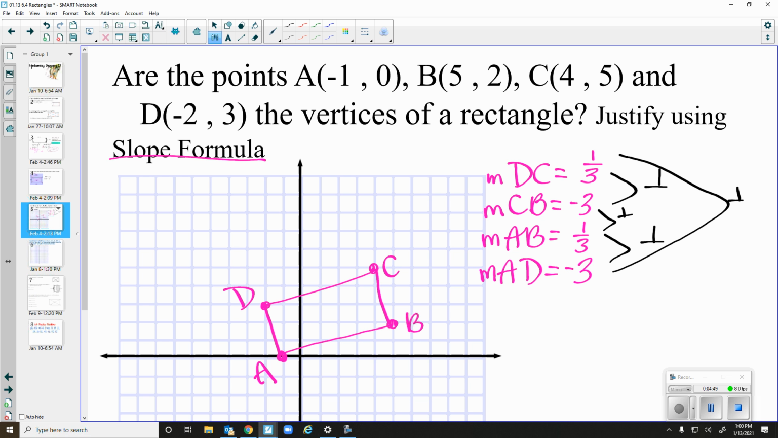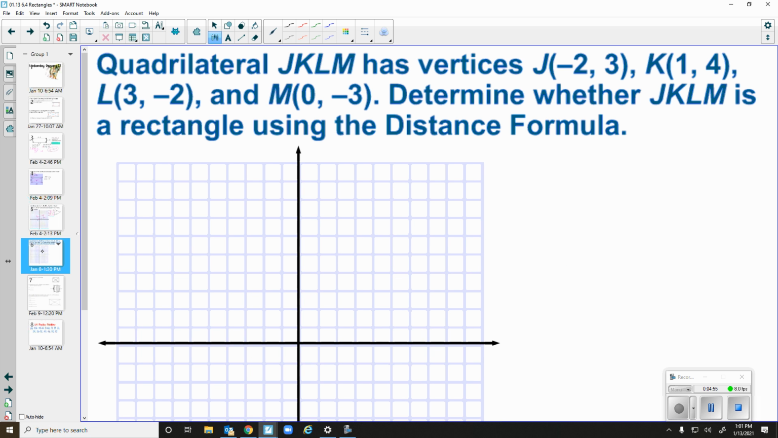Are you ready? Yes. The next one is using the distance formula. How could you use the distance formula to prove you have a rectangle? Diagonals have to be congruent. So that's our process that we're going to go through. So -2, 3. And I want y'all to do this one. I'll actually give you that.